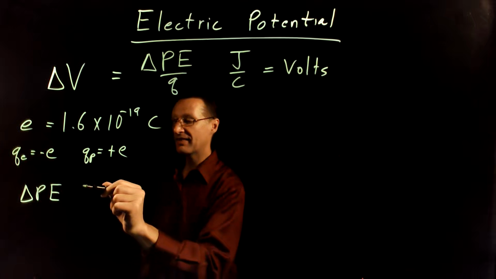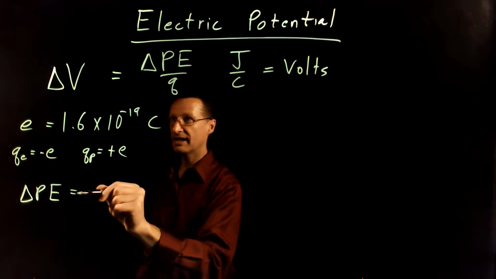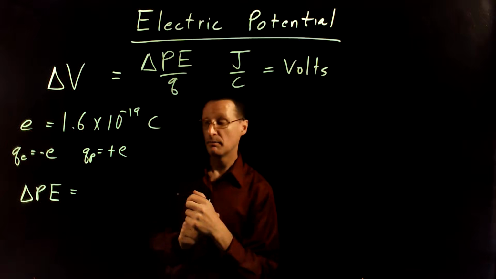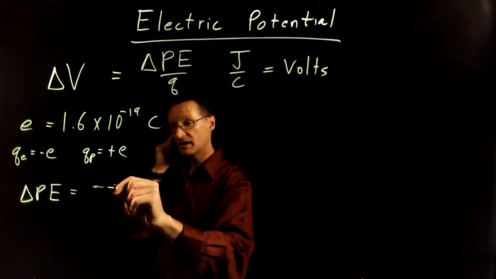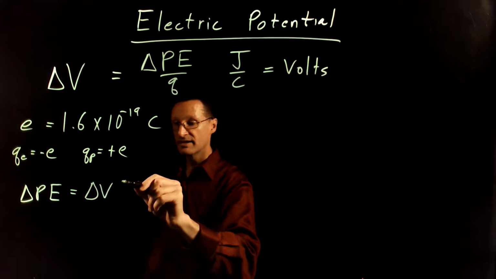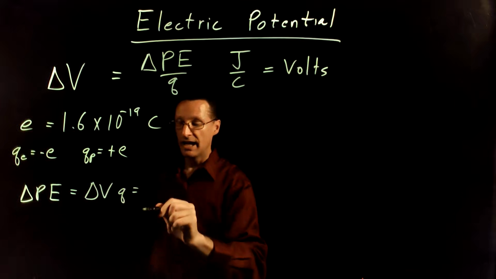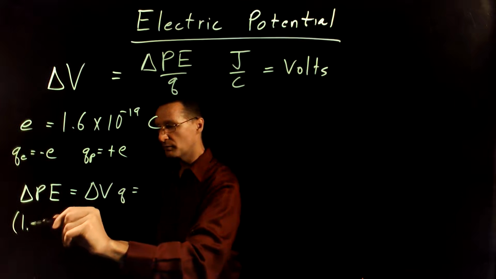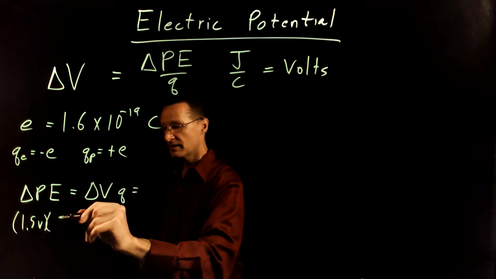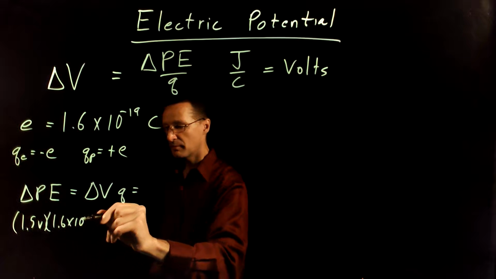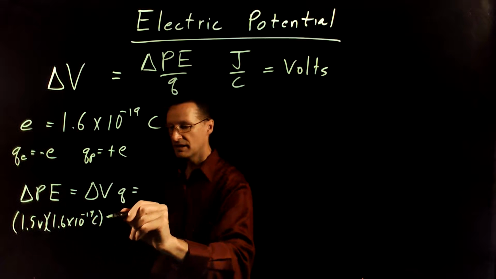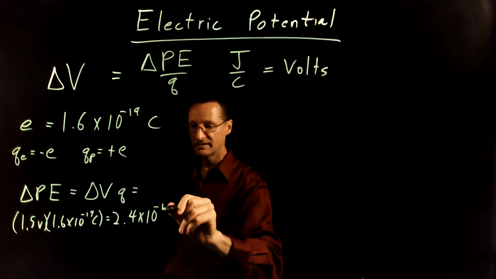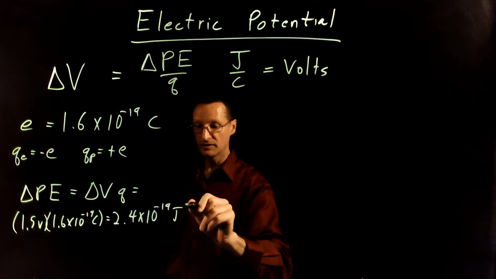And here I'm asking about the energy difference. And that is going to be, well, you can see I could get the potential energy just by multiplying both sides by the charge. So that's going to be the voltage difference times the charge. And so if I do this for an electron with a 1.5 volt battery, 1.6 times 10 to the minus 19 coulombs, if I do this calculation, I get 2.4 times 10 to the minus 19 joules.